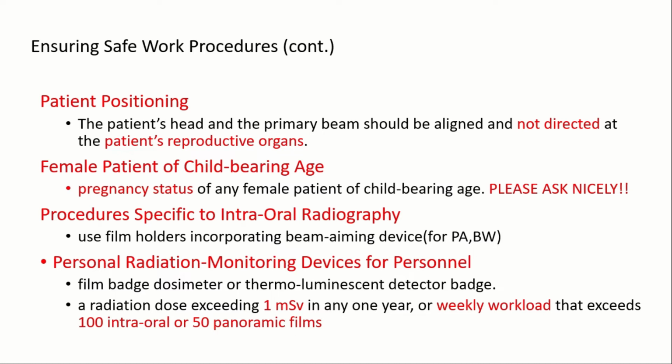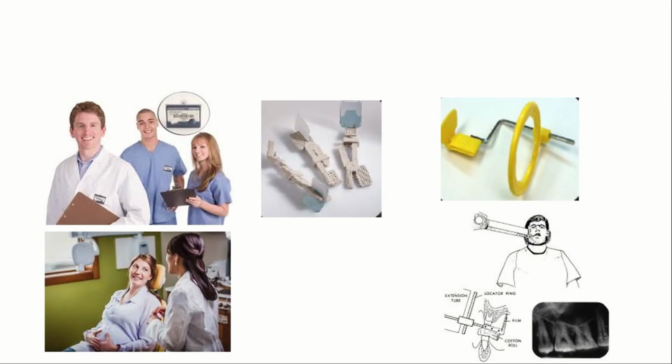Okay, the radiation monitoring device will usually be put on by the radiographer. It's a small badge put on the shirt or attire. Those who should wear this are those exposed to X-ray radiation of more than 1 millisievert in 1 year, or with a weekly workload that exceeds 50 to 100 films per week. This is an example of the monitoring device.